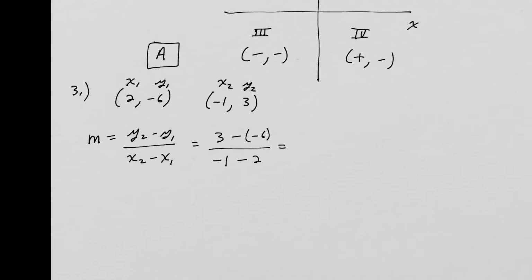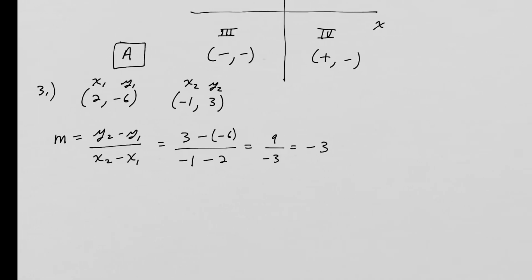And here we just have to be careful with signs. So 3 minus a negative 6 is the same as 3 plus 6, right? So that's 9. And then negative 1 minus 2 is negative 3, and then this will simplify to negative 3. So the slope is a negative 3, and then to actually graph this, we can just plot those 2 points, right, and draw a line through it.